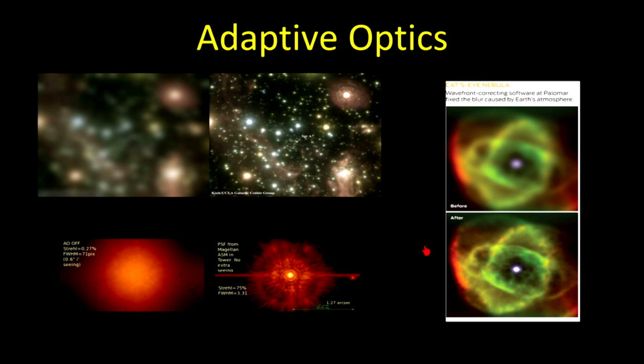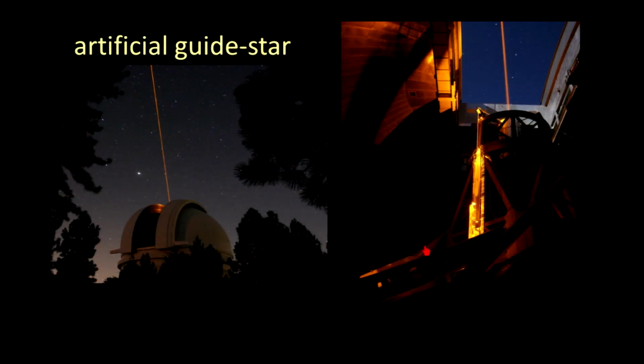Now, one last thing related to this is, how do they actually do this? Well, what you do is you hope to have a star near the object that you're studying, and then you constantly analyze the light from that star, and you deform the mirror in the same way that that star's light is distorted. But sometimes there's no nearby star that's convenient that can be used. So the way they solve that is really very fascinating.